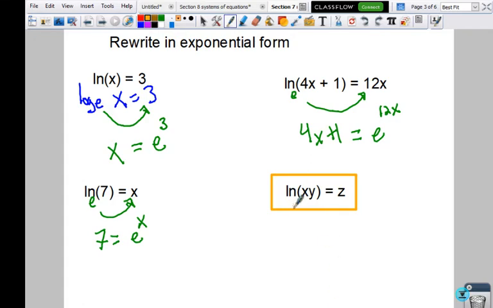You don't have to, that's the natural log. Alright, so, Alyssa answered this one. We bump our base e over. You get x, y equals e to the z. That's what I said.